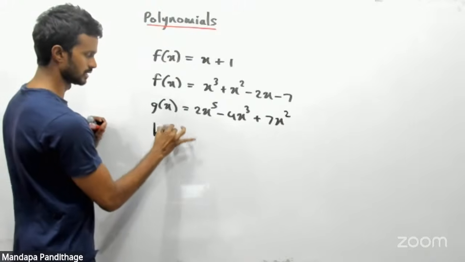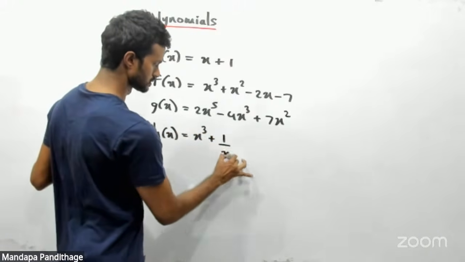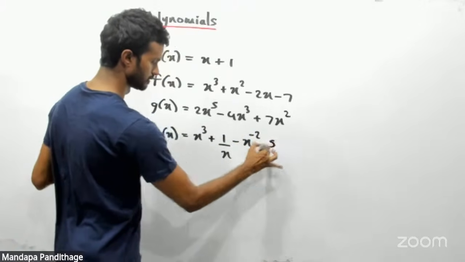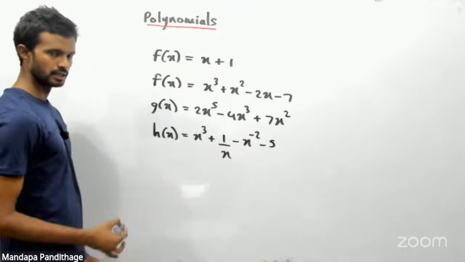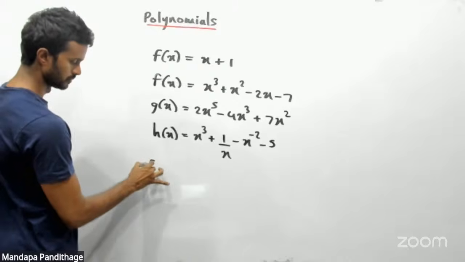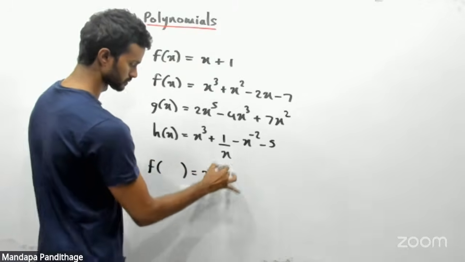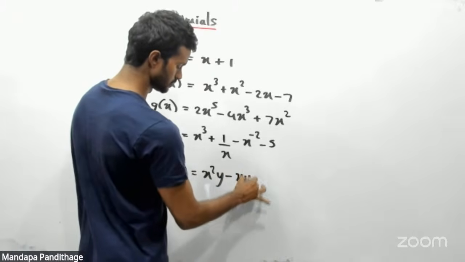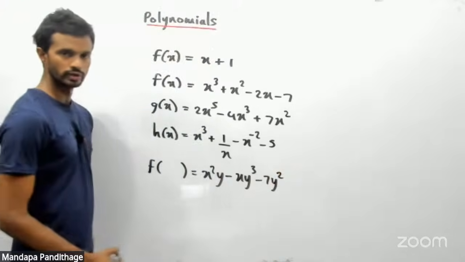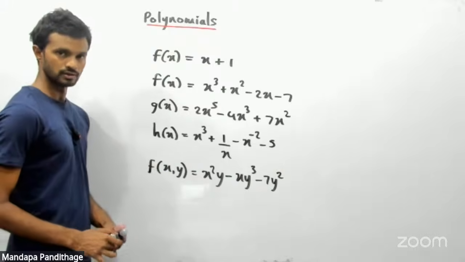So we can use different letters, x cube plus 1 over x minus x to the power minus 2 minus 5. And even there might be functions consisting of 2 or more variables too. So let's say if we have x squared y minus xy cube plus 7y squared like this. So here when you have two variables, we denote it as x and y. So these are functions. What are functions?